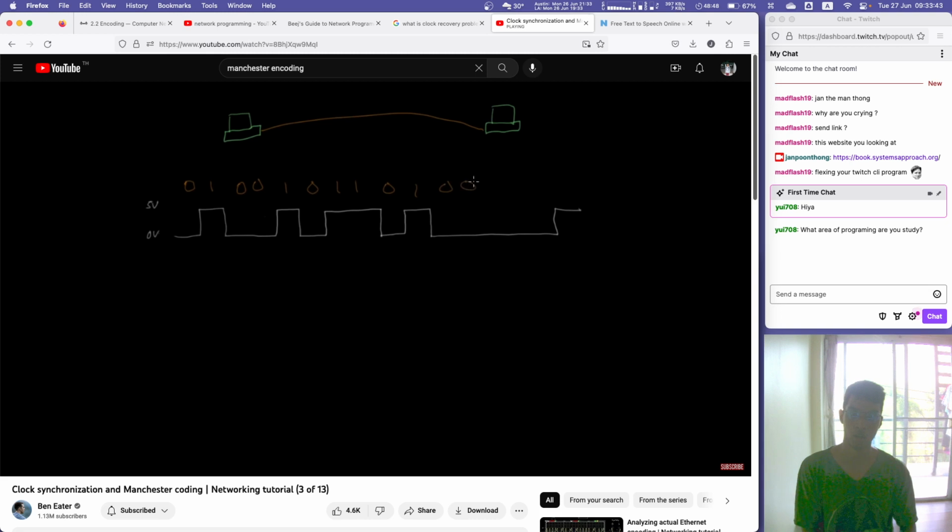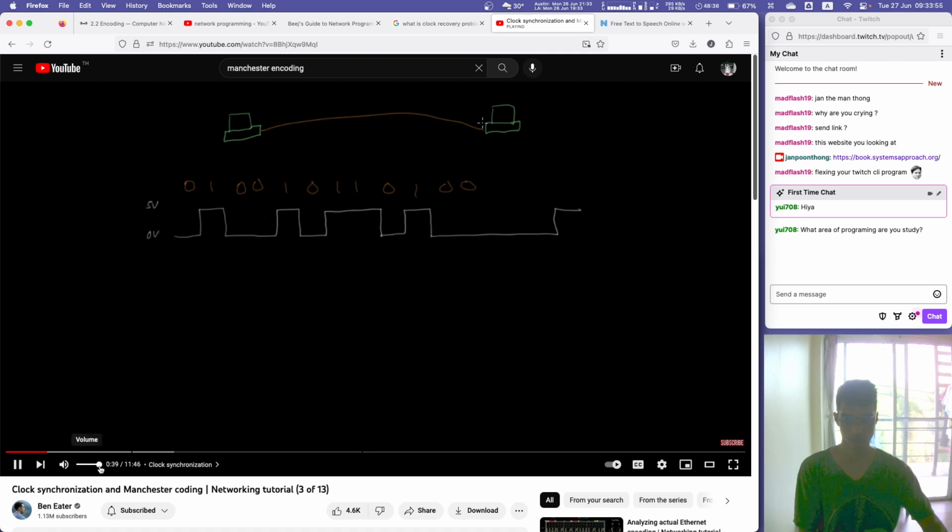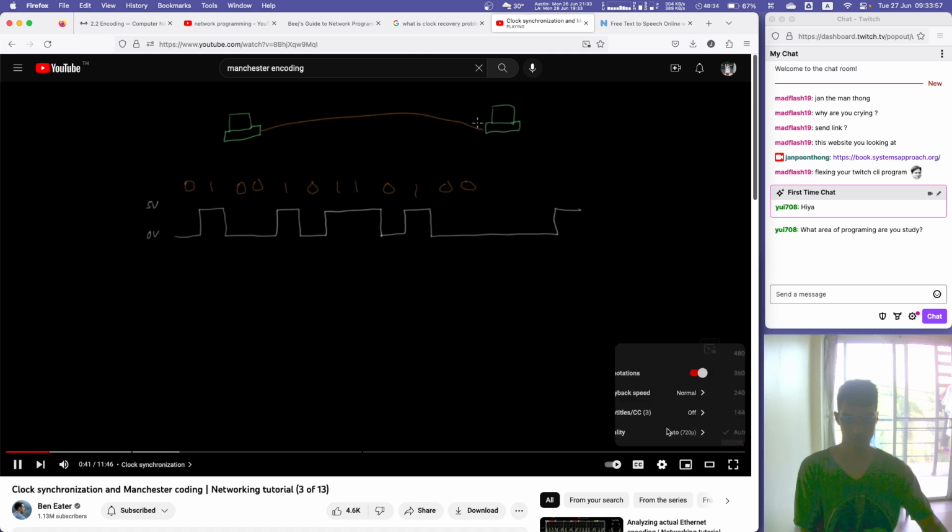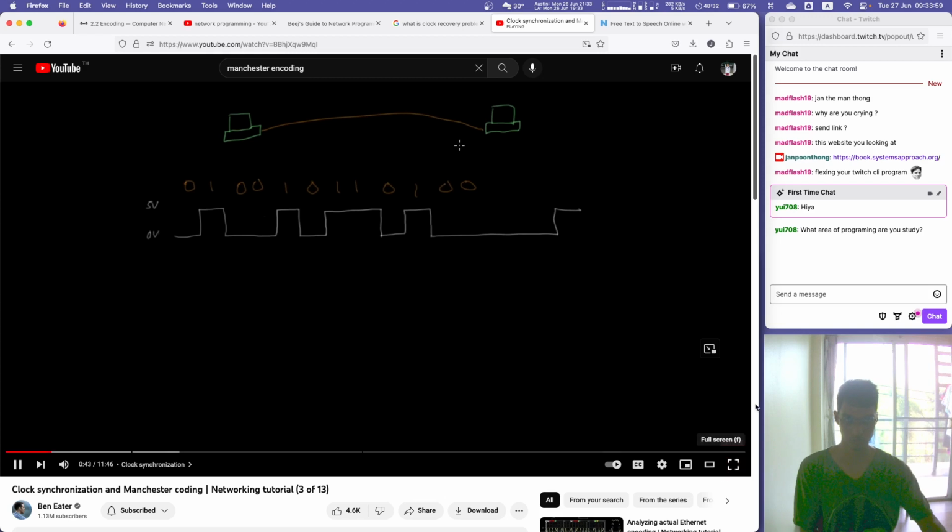But something interesting is happening right here, which is we have a bunch of zeros in a row. And in order to know exactly how many zeros we have here, we need to make sure that both of these computers have a synchronized clock. And this is something that's actually very important in networking, is timing, to make sure that both sides of this link agree on a clock rate.